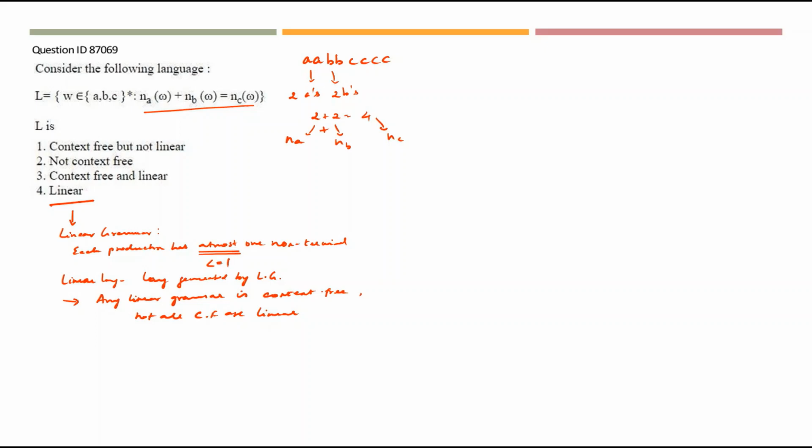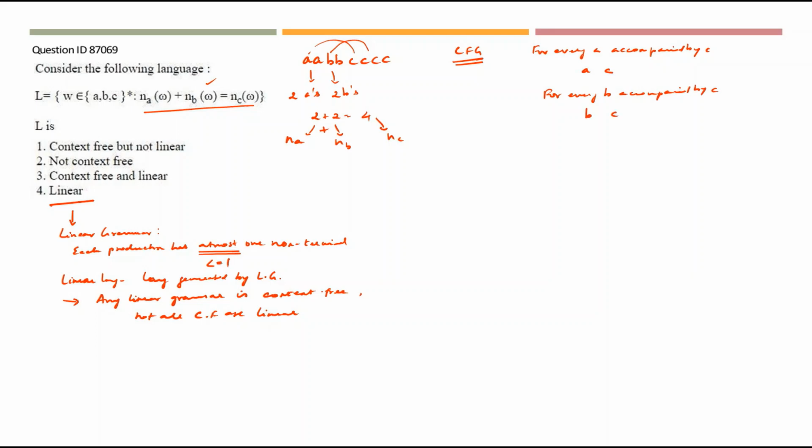How can I convert this into a context-free grammar? First, we have to understand one thing. Whenever there is an A, there should be a C. Whenever there is a B, there should be a C. Only then this condition can be satisfied. So for every A accompanied by C, I can generate a rule AC. For every B accompanied by C, I can have BC.